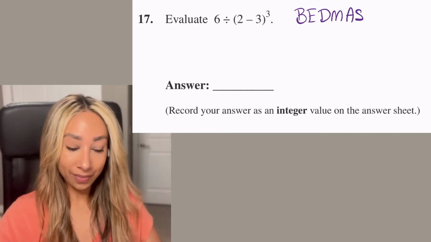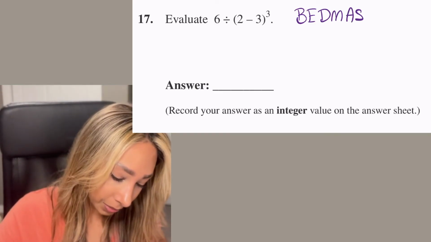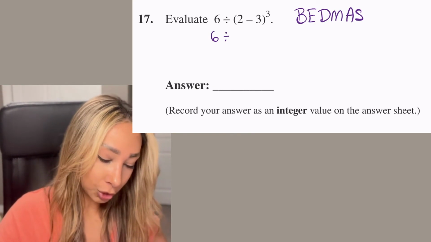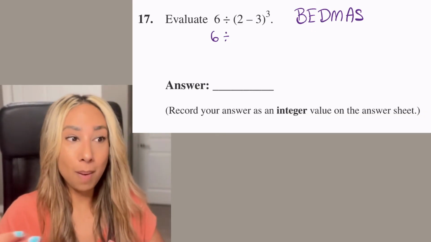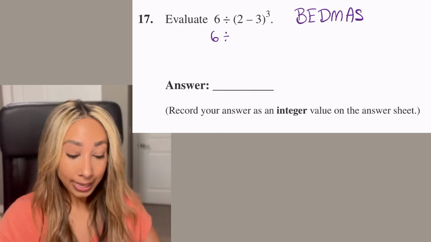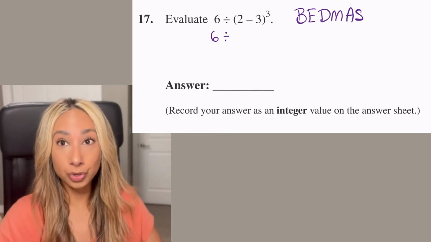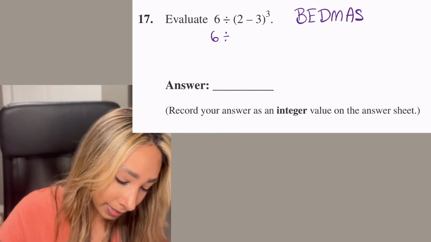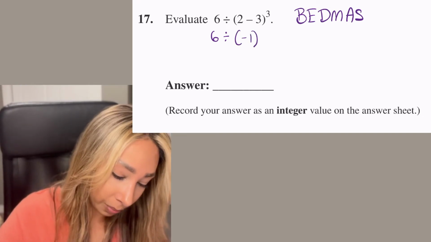So we have to evaluate everything inside the bracket first. So 6 divided by 2 minus 3, 2 minus 3, not 3 minus 2. That's going to leave us with -1. And again, if I'm unsure of that, make sure you draw the algebra tiles. So that's going to give us -1 to the exponent of 3.